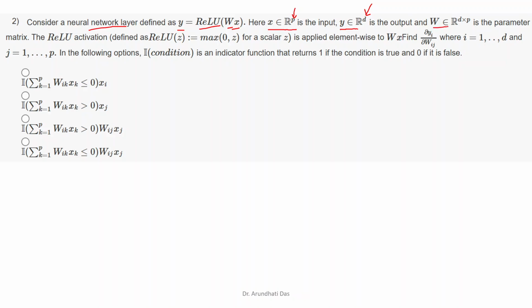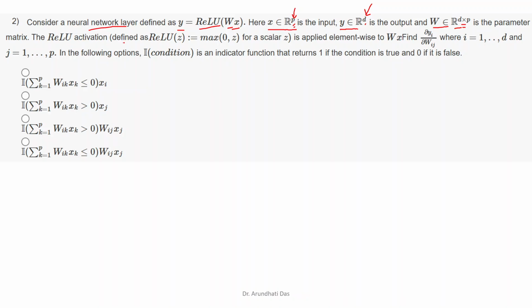And then I have this weight matrix, which is of size d cross p. d is the output variable size and p is the size of the input variable. That means d nodes will be there in the output layer of the neural network, whereas p is the number of input nodes in this neural network.